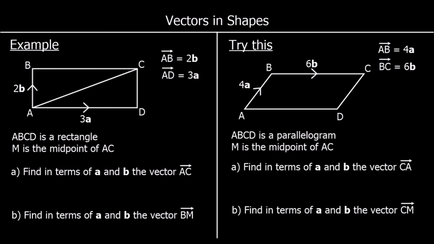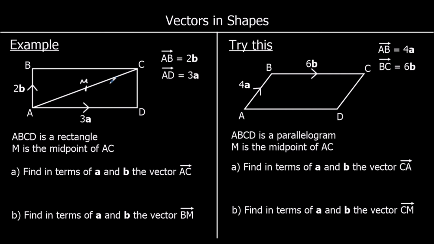Okay, this time we've got a rectangle, and we're told A to B is called 2b, and A to D is called 3a. M is the midpoint of AC, so it's not drawn on. So in the middle of the rectangle, we've got M. Find in terms of a and b the vector A to C.